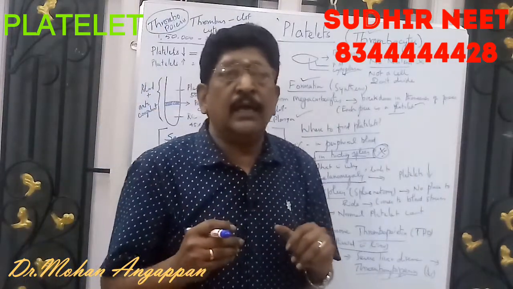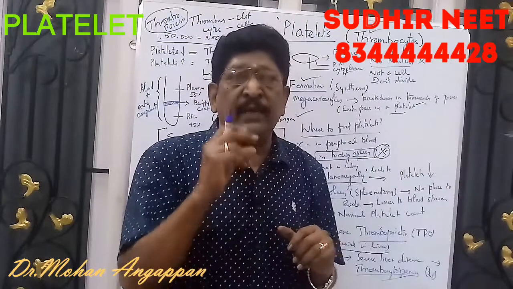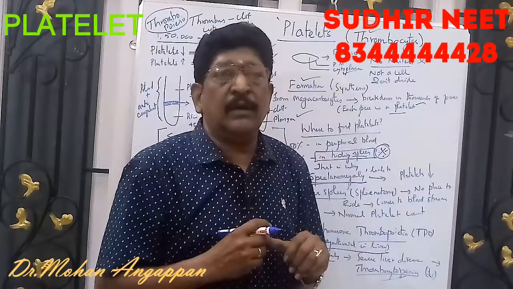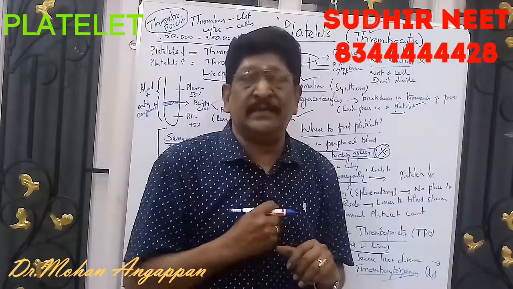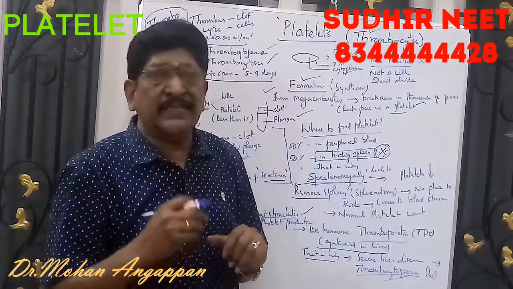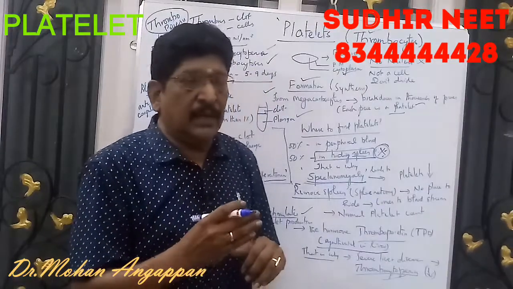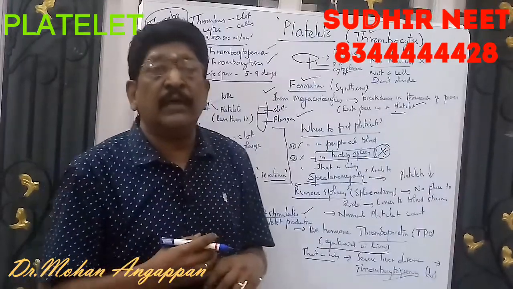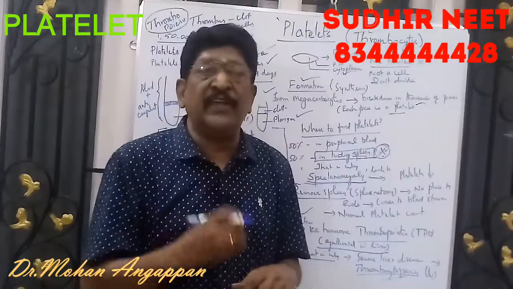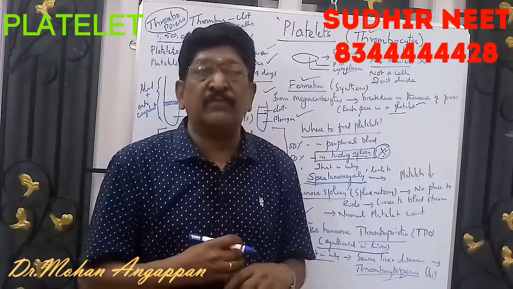With this we finish the blood corpuscles: RBC, WBC and platelets. In the next class we will take up another important system connected to the circulatory system, the lymphatic system. What is lymph and the lymphatic system?